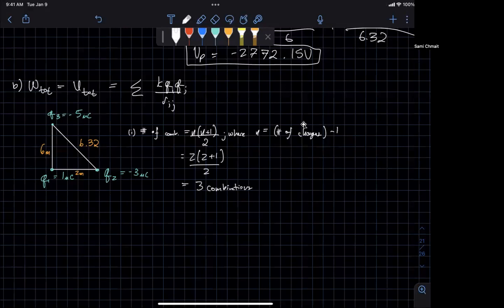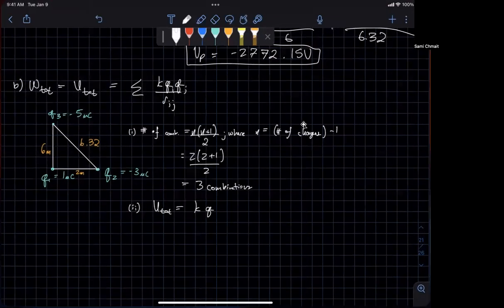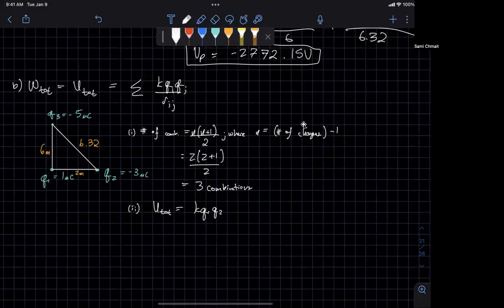So what are these combinations? Well, I think it'll be easier if you see it. So U total now is going to be equal to K, Q1 interacts with Q2, and the distance between them is, let's call this X, let's call this R, and let's call this Y, divided by X. Another combination is K Q1 interacting with Q3, and that's a distance Y between. And the third instance is K Q2 with Q3 over R.